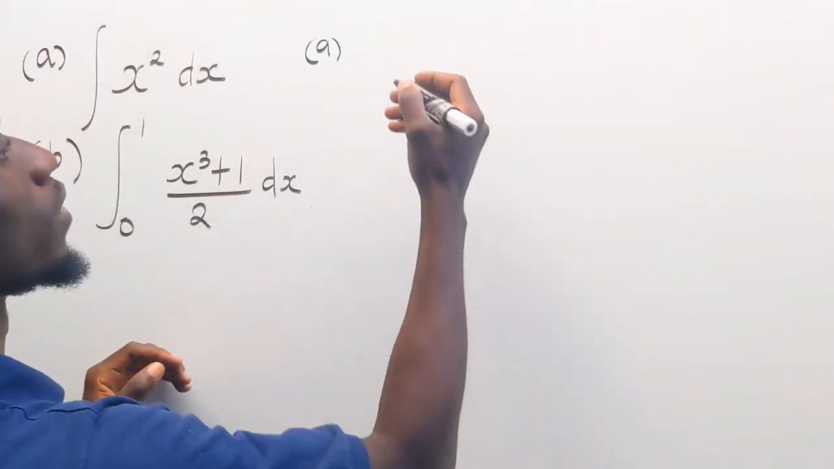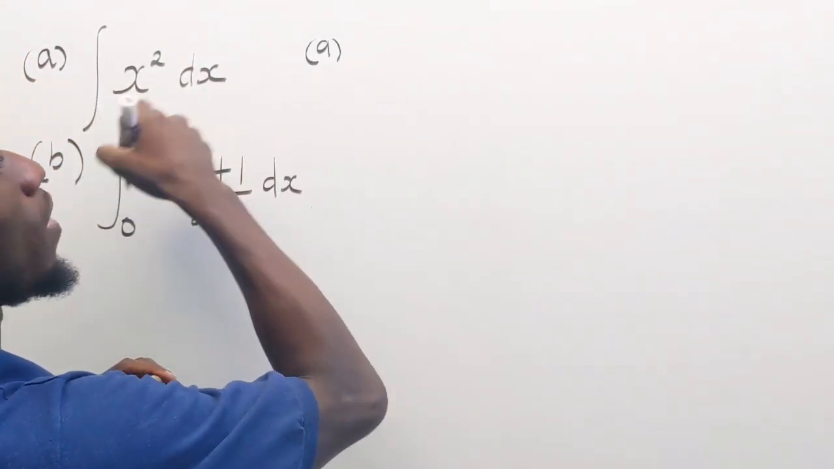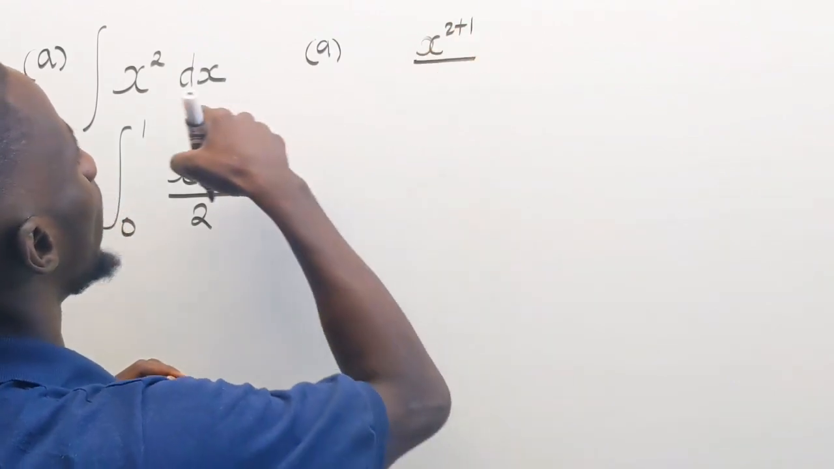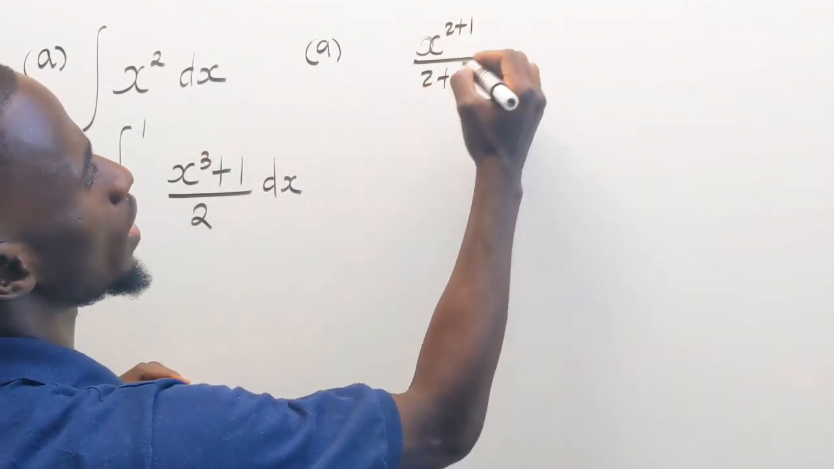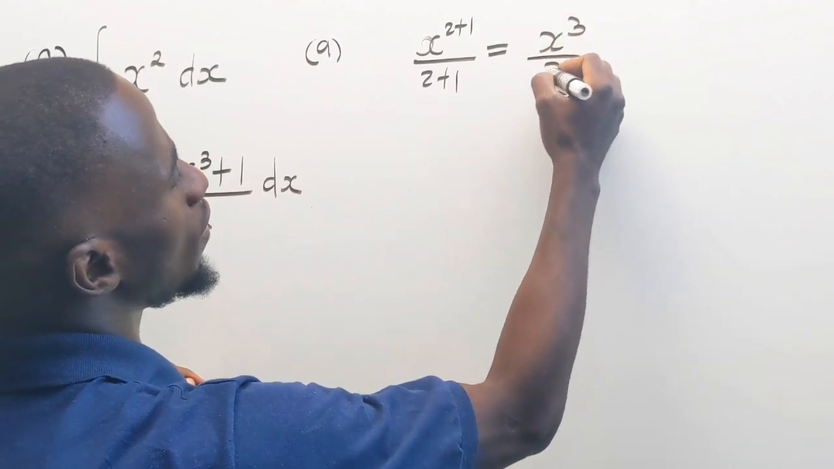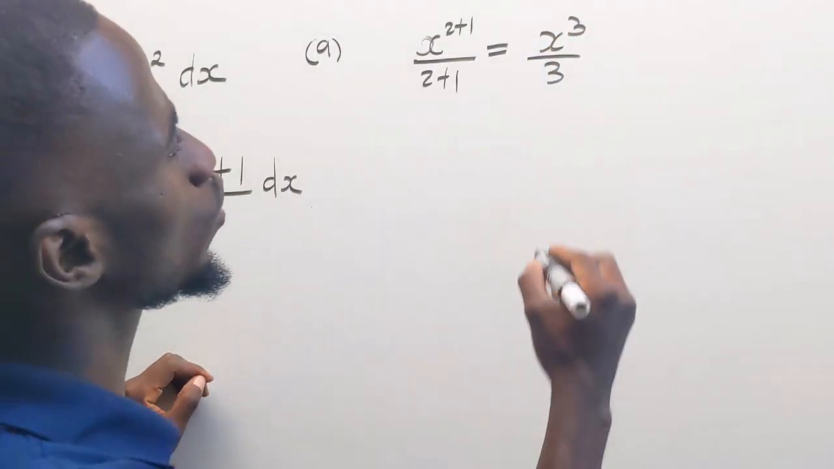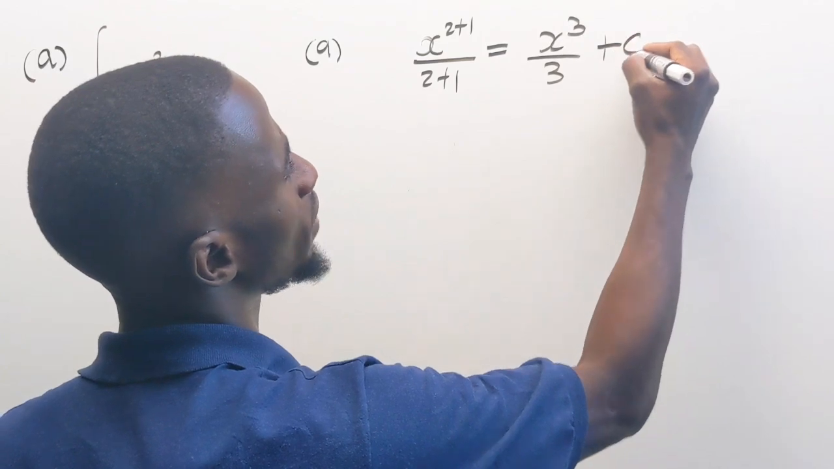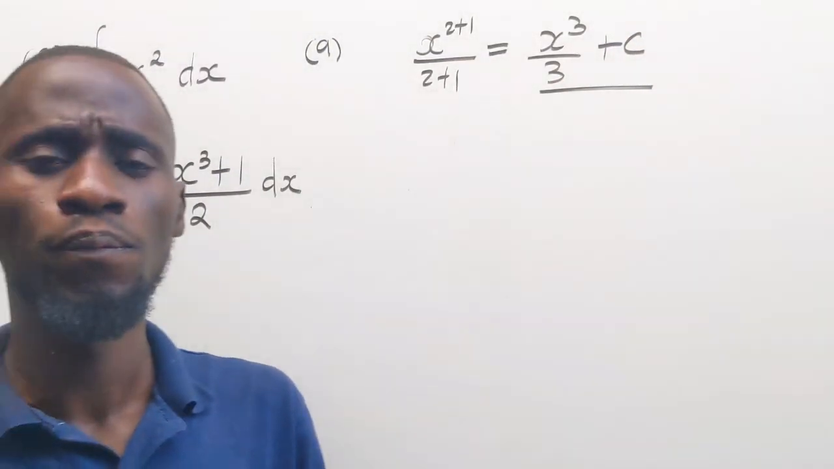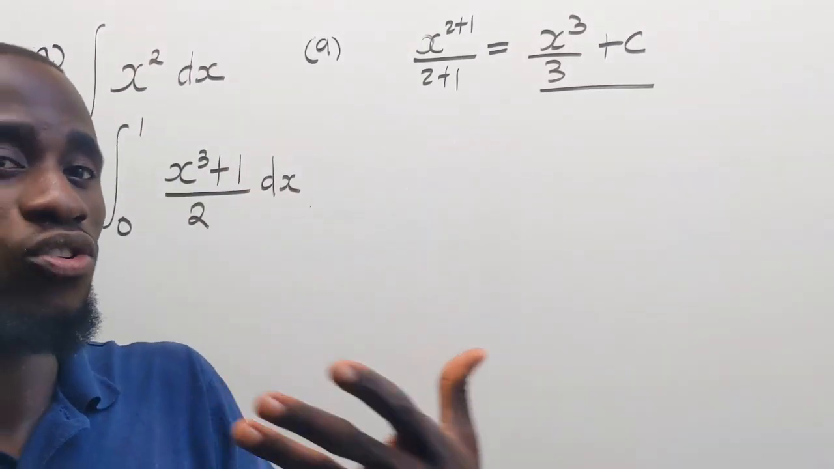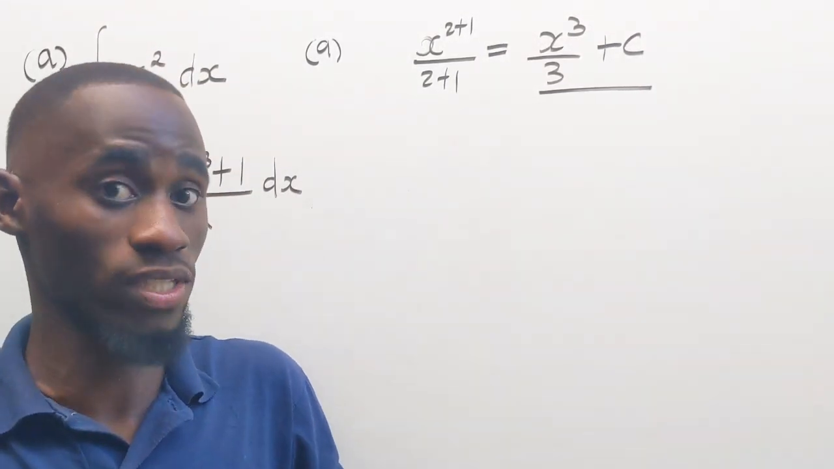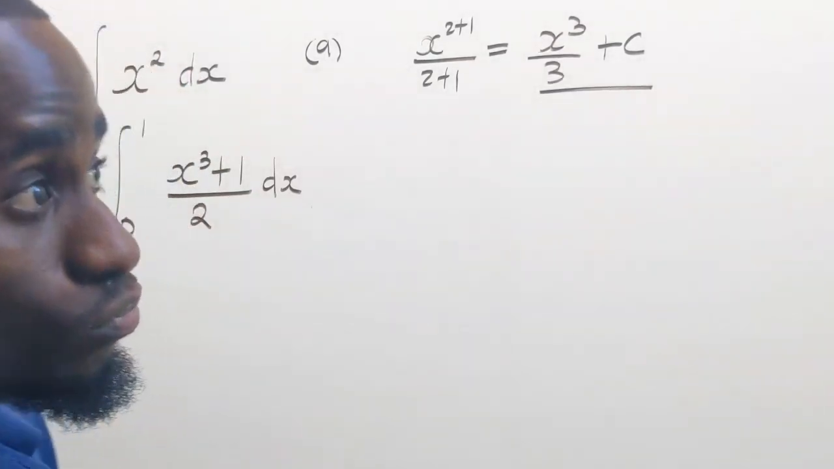So we are going to increase the power by 1. That will be 2 plus 1. We divide by the same new power, 2 plus 1. So this will just give us x to the power 3 over 3. But remember, we need to add what we call a constant of integration. Why are we adding the constant of integration? Well, we don't know what constant we were dealing with before we differentiated that equation. Get the concept, right? So we add the c.